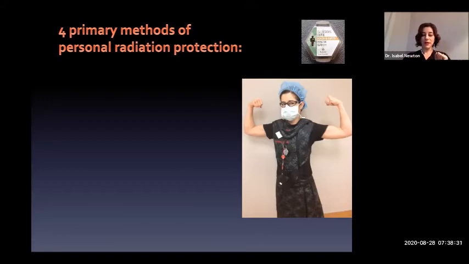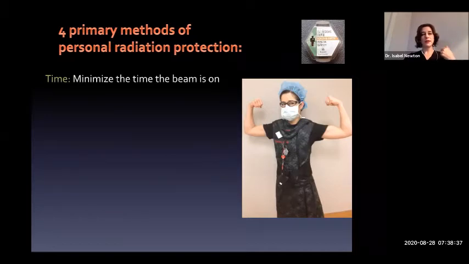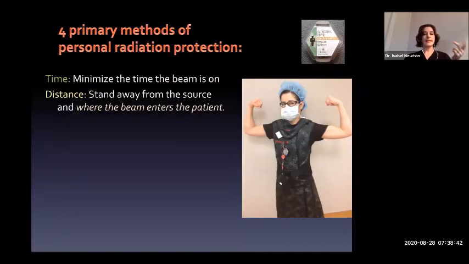So let's talk about the primary methods for radiation protection. Time: you want to minimize the time the beam is on, but don't do it at the cost of actually making the diagnosis. Distance: stand away from the source, and that's where the beam enters the patient. Remember, that's the point of highest scatter radiation. And so this scatter radiation, and radiation in general, follows the inverse square law. So you can take one step back and that radiation will plummet. It will fall off exponentially. And you probably can remember that from those heat maps that I showed you.